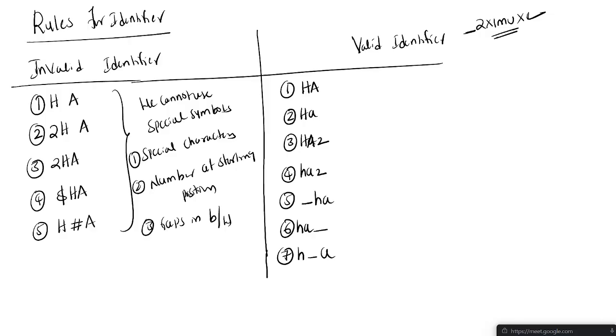Did you understand invalid identifiers and valid identifiers? Yes, sir. Understood. So next is port list declaration.